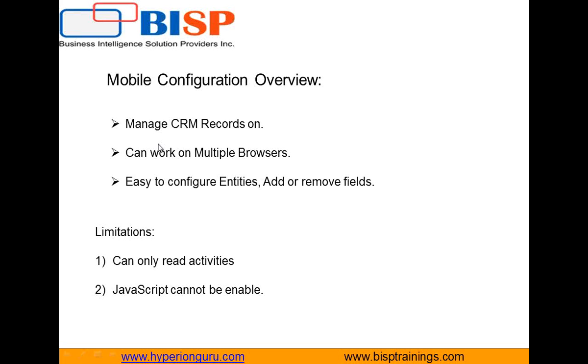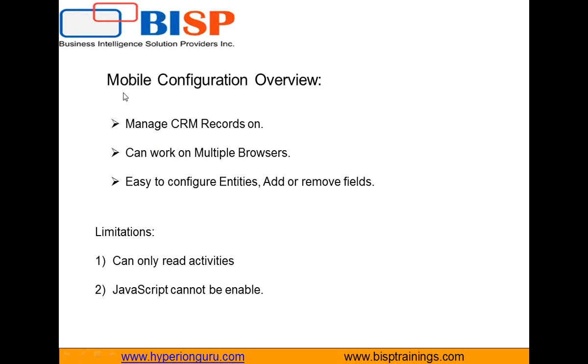Still, there are some limitations. In Mobile Express, we can only read activities. In Mobile Express, JavaScript cannot be enabled, meaning if you have enabled JavaScript on any form of an entity, that will not be enabled on Mobile Express. So let's see how to turn Mobile Express on for an entity in Dynamics CRM.